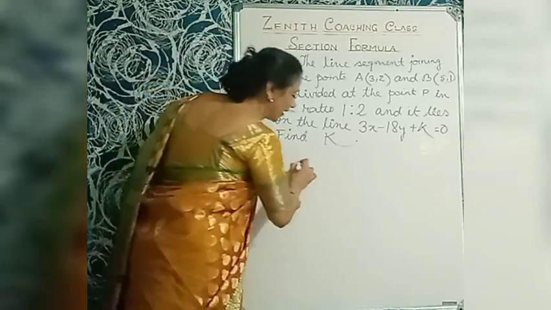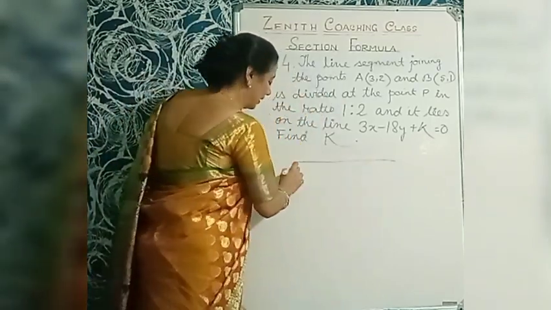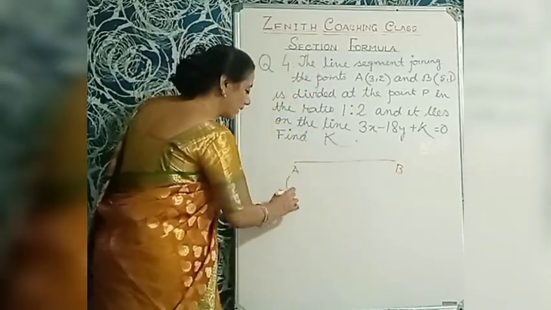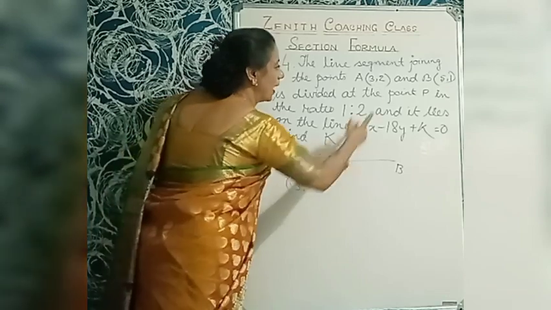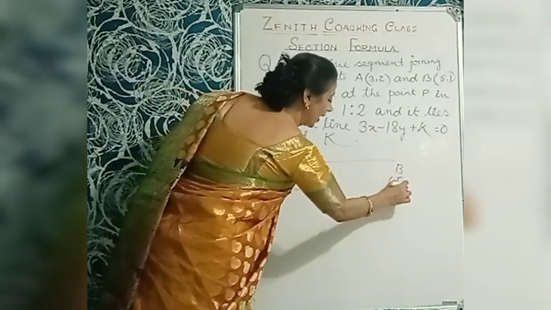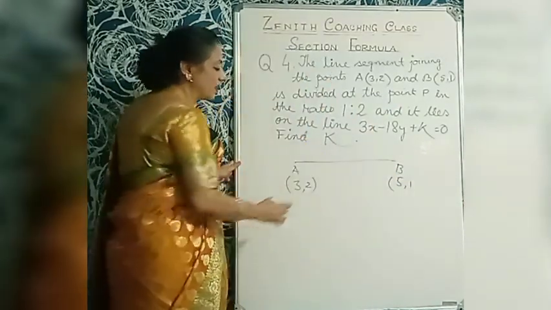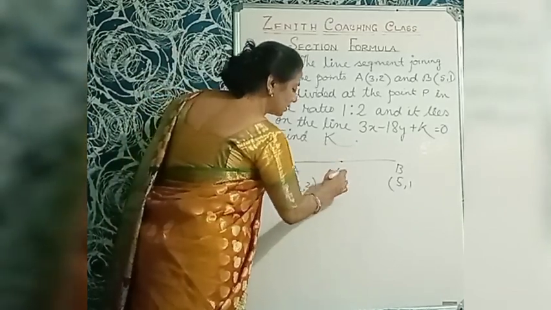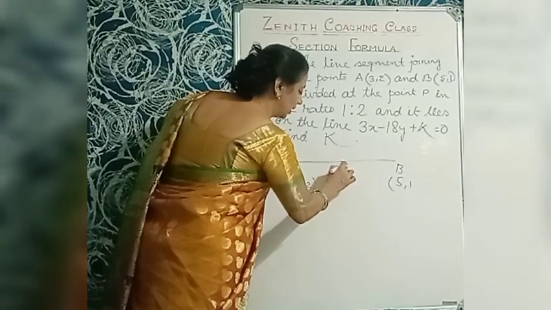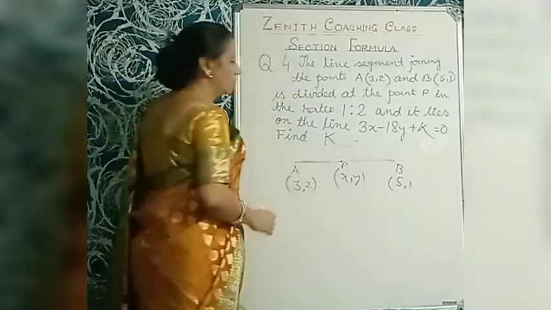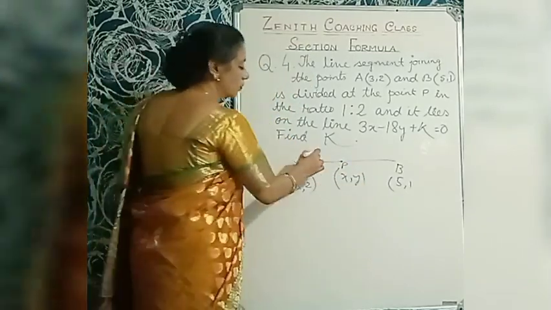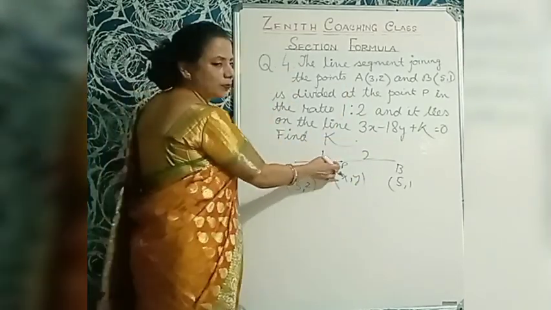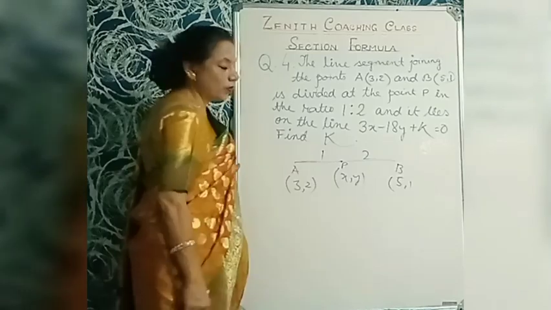Okay, so here is a straight line. So here is A and here is B. Same sum. Okay, so (3, 2) and (5, 1). So let's think here is the point P, that is (x, y). Okay, so ratio 1:2. I'm thinking it's the midpoint? No, it is 1:2.